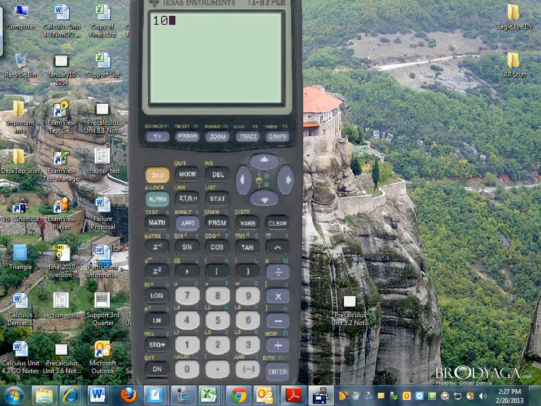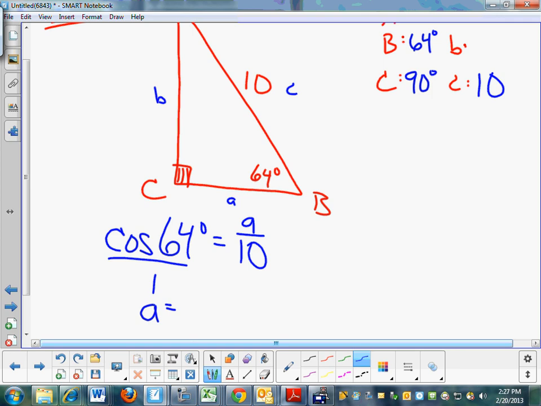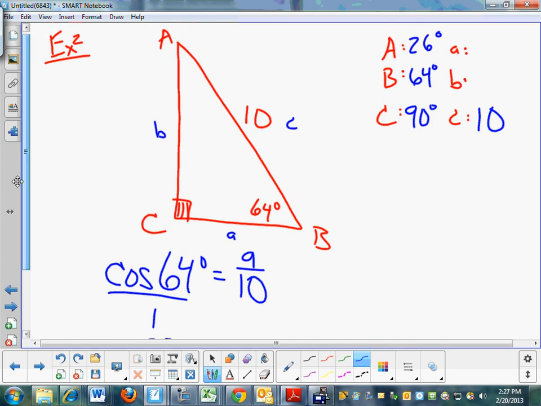Hey, just how about this? If you type it in, make sure you go 10 times cosine and not the other way around. Otherwise, people forget to put the parentheses around 64. You're not taking the cosine of 640, right? So gotta make sure you work through that. 4.38. Good job. Exactly like I said. All right. 4.38. That's A.